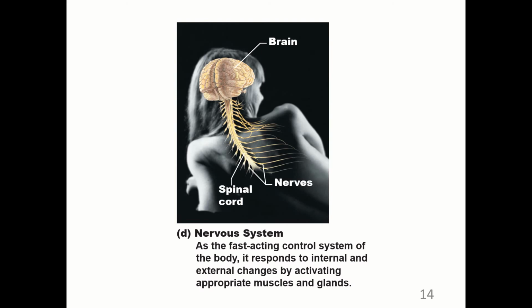The nervous system contains the brain, the spinal cord, and the nerves. It is a fast-acting control system, and it responds to the internal and external changes of the body. It will send commands to the appropriate muscles and glands to respond to those senses that it received.